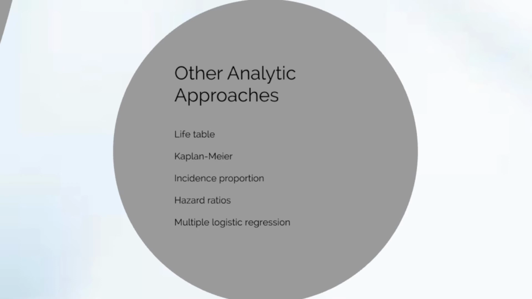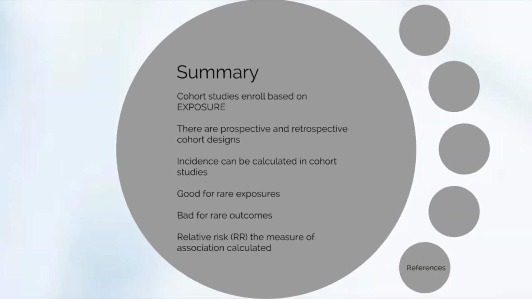This is just a brief review of what we covered so far. Cohort studies enroll based on exposure. There are prospective and retrospective cohort designs. Incidence can be calculated in cohort studies. Good for rare exposures, bad for rare outcomes. Relative risk, the measure of association calculated.